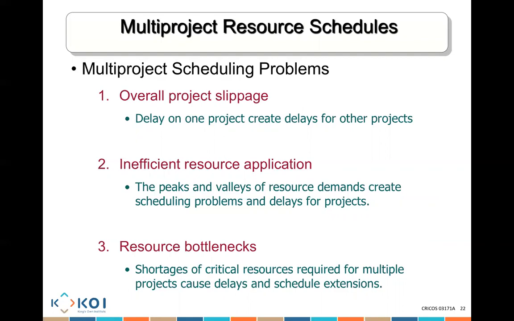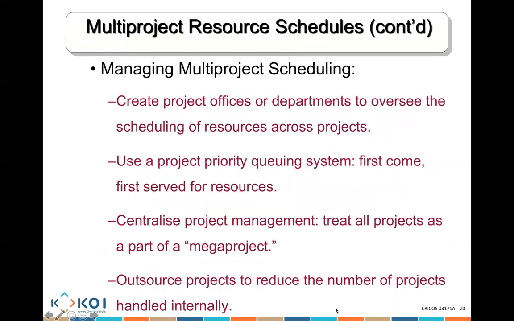Resource bottlenecks: shortages of critical resources required for multiple projects cause delays and schedule extensions. So you need to bear that in mind. If there are any shortages, you need to bear in mind what impact that is going to have, especially when this shortage is going to build from one project to another project. So we need to try to manage this problem when there's more than one project.